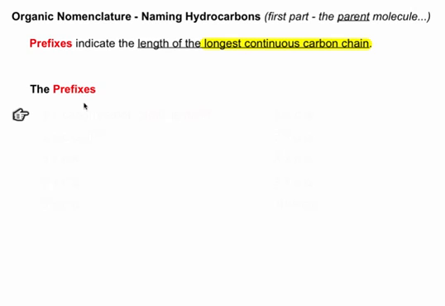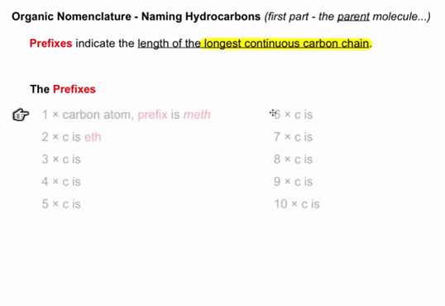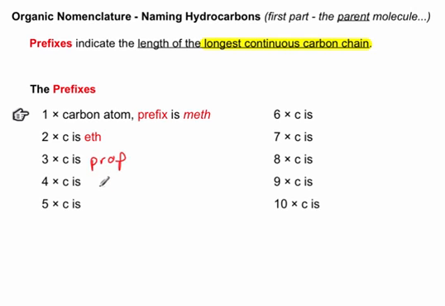So the prefixes are the first ones that give you the name, and these prefixes are going to include things like meth. So if the longest continuous carbon chain has 1 carbon, the prefix would be meth. If it has 2 carbons, it's eth. If it has 3 carbons, it's prop. 4 carbons, it is but.